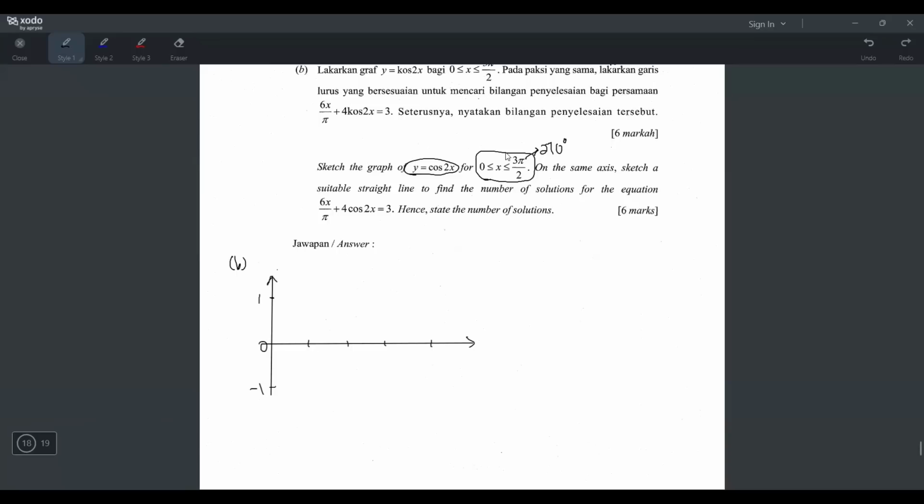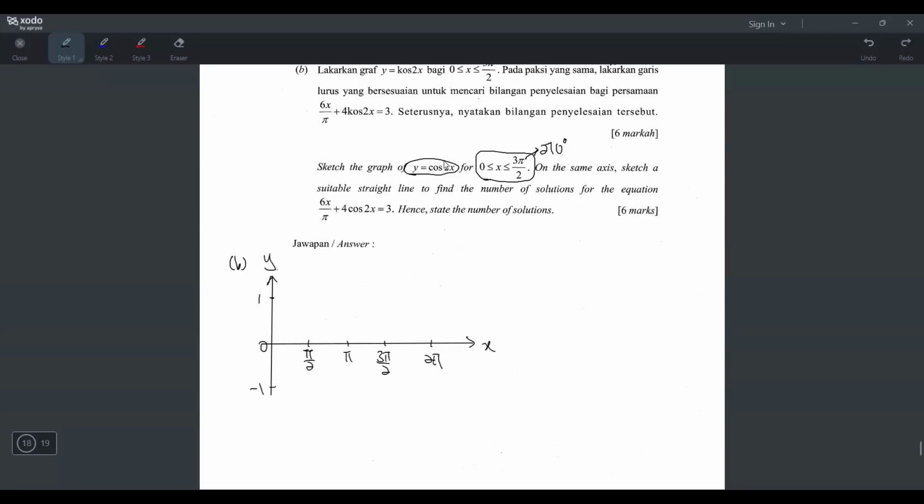I know the question says want you to draw until 3 pi over 2, 270 only, right? But I recommend you draw until 360 first. Otherwise, later you might erase the wrong part of the graph. So I recommend you do 360 first, and only at the very last you erase. So this one is pi over 2, 90. This one is pi, this one is 3 pi over 2, this one is 2 pi. And this is x, this is y.